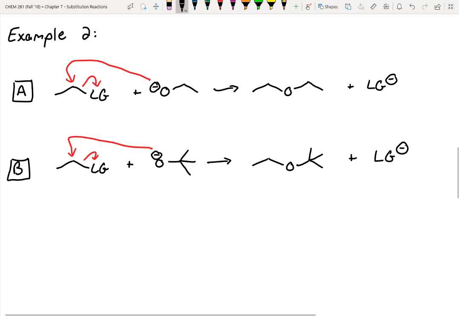And we've kicked off our leaving group. All right? So my next question is, which reaction is faster? Another way of asking this is, which is the better nucleophile?